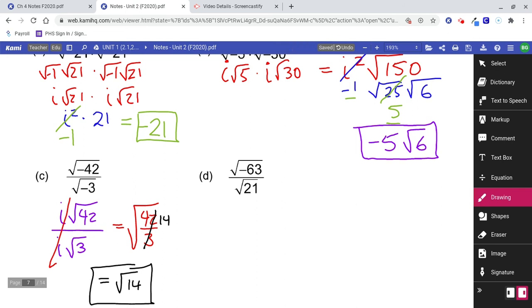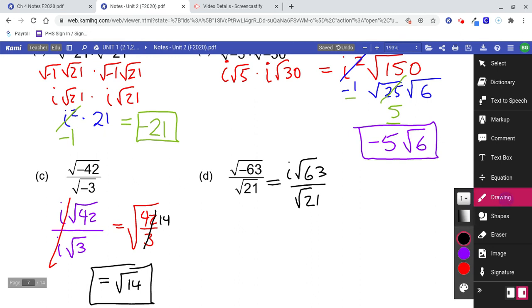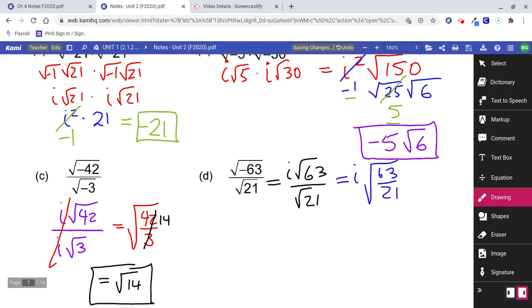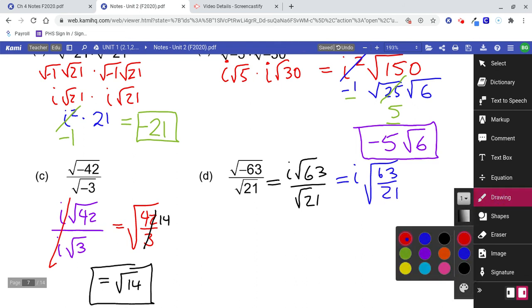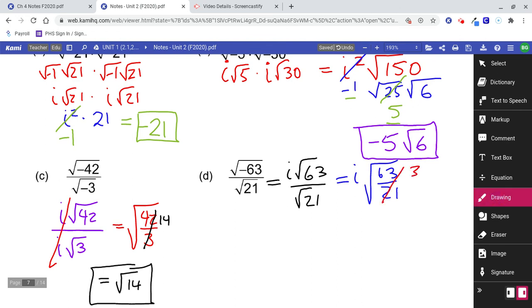Next problem, we have i times the square root of 63 over the square root of 21. You can rewrite it as 63 over 21, because 21 goes into 63 3 times. Now, honestly, guys, I don't mind if you skip that step and go straight to here. Either way, you're going to get square root of 3 there. It's i times the square root of 3.